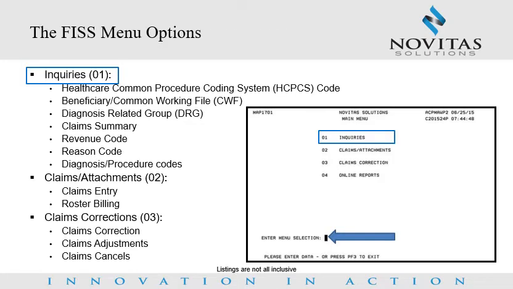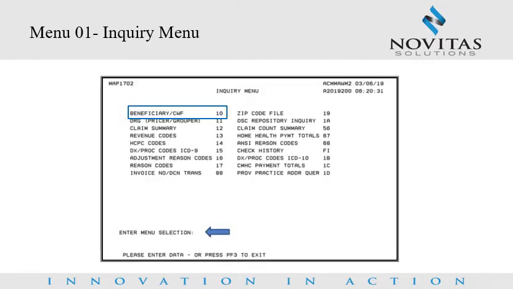The FISS menu options. To access the Beneficiary Common Working File, CWF Eligibility Inquiry, you will navigate to the FISS main menu, type 01 in the Enter menu selection field, and press Enter. Menu 01, Inquiry menu. After you press Enter, the Inquiry menu will appear. Type option 10 in the Enter menu selection field and press Enter.